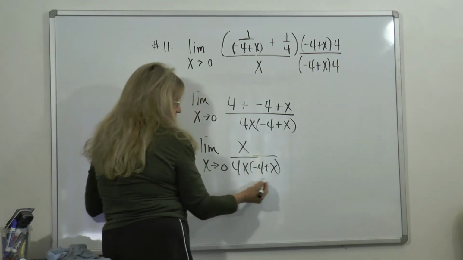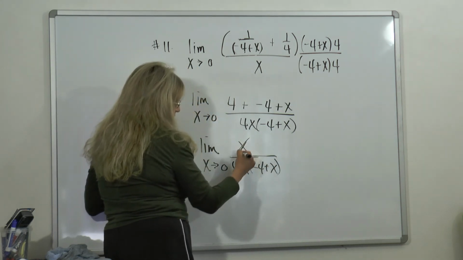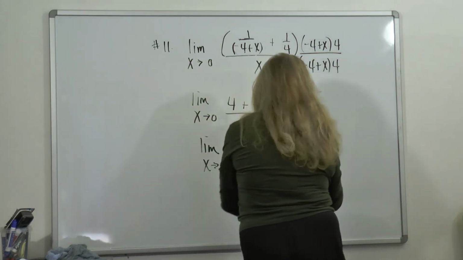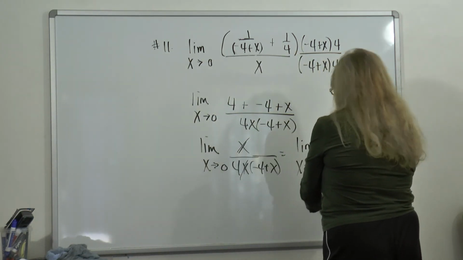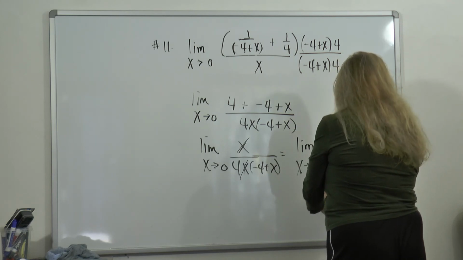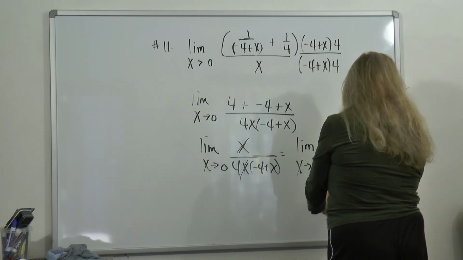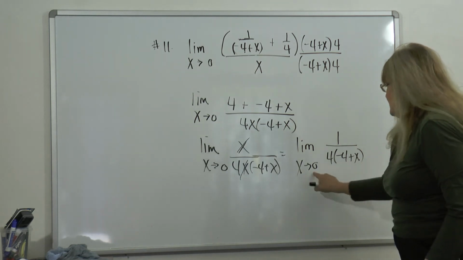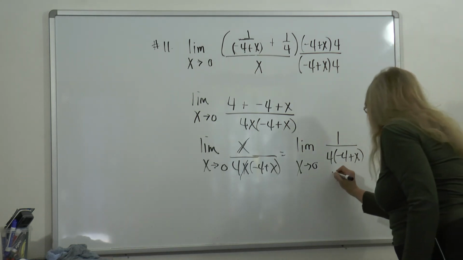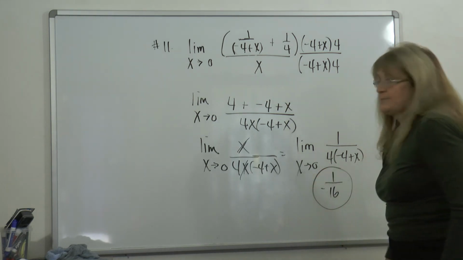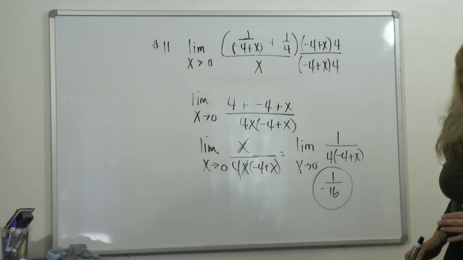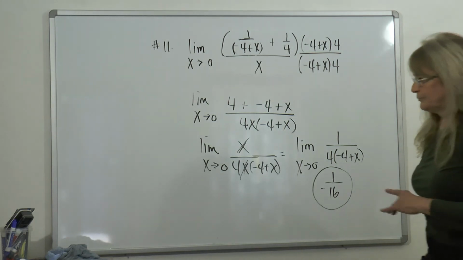Now, since these things are being multiplied, I can cancel those x's. And that's going to give me my limit as x goes to 0 of 1 over 4 times negative 4 plus x. So if I let x equal 0, I'm going to have 1 over 4 times negative 4 is negative 16. Remember it doesn't matter where that minus sign falls. That's tricky.